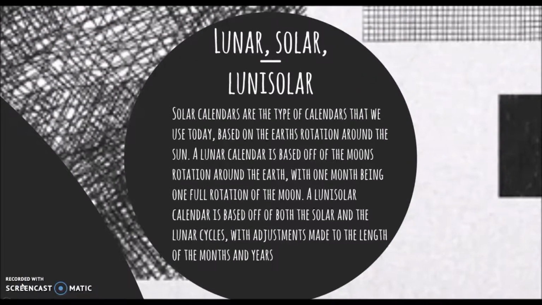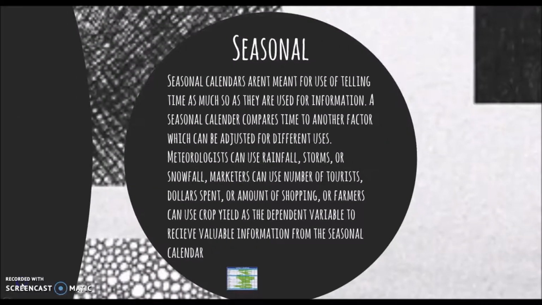Lunar, solar, and lunisolar. Solar calendars are the type of calendars that we use today, based on the Earth's rotation around the Sun. A lunar calendar is based off the Moon's rotation around the Earth, with 1 month being one full rotation of the Moon. A lunar-solar calendar is based off both the solar and the lunar cycles, with adjustments made to the length of the months and years.